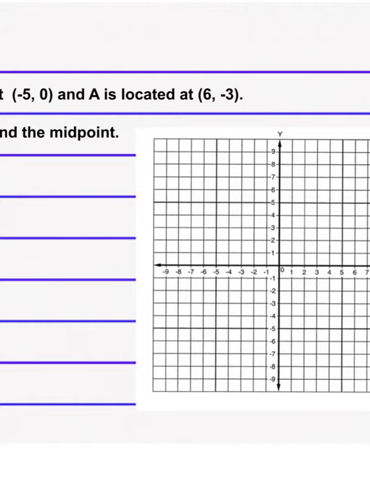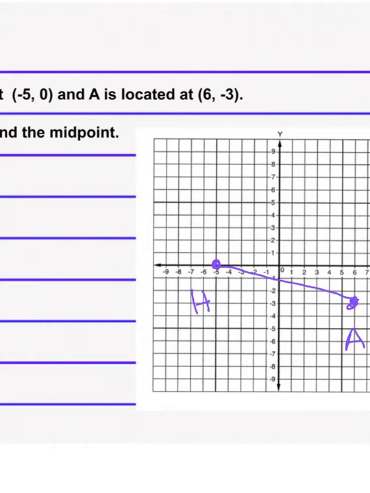Okay, so I will start going over it, but pause the video, see how you did. (-5, 0) is right here. (6, -3) is right here. And this is line segment ha. Trying to be a little funny, get it?